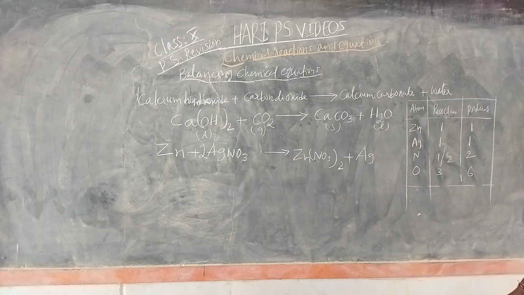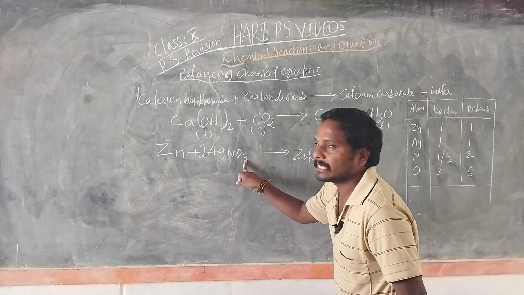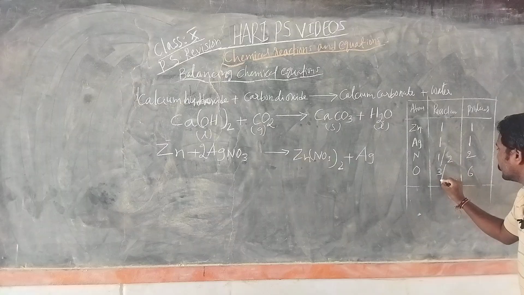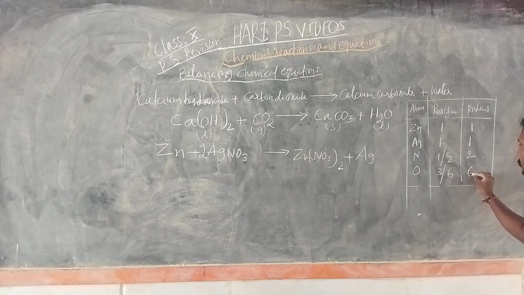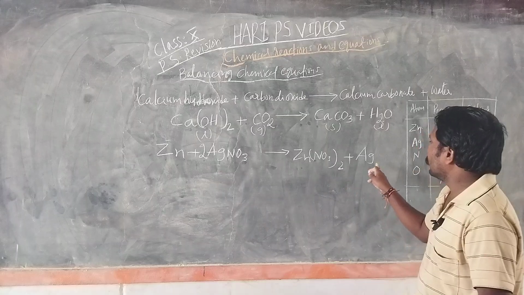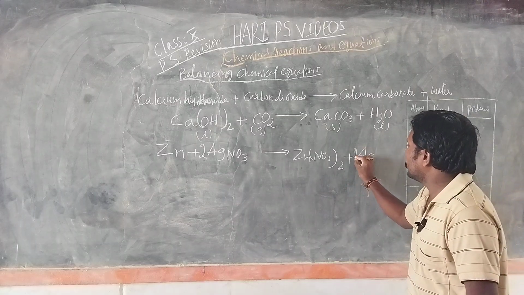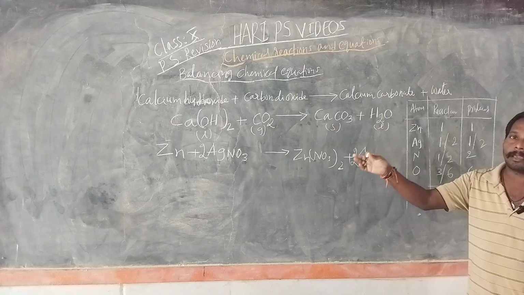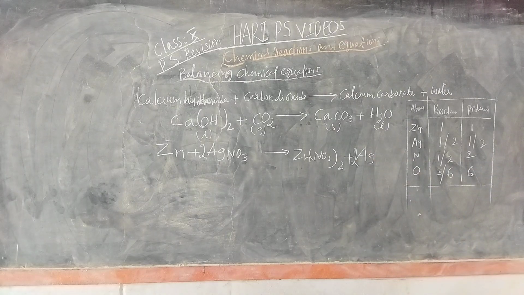Nitrogens are balanced. Then 2 threes are 6 oxygens. So after multiplying, oxygens are also balanced. Then again observe that there are 2 silver here, only 1 silver. So multiply silver with 2. Then it becomes 2. So for balancing the chemical equation, we have to multiply with the smallest whole number.